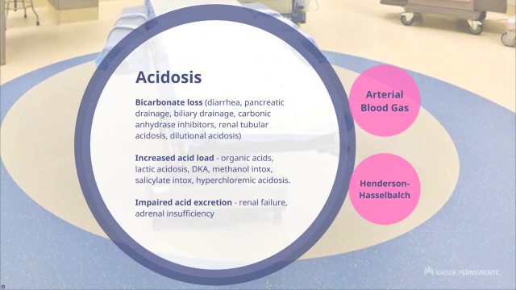Acidosis can cause cardiovascular suppression, CNS depression. It could basically affect any organ system in our bodies. It makes our adrenergic receptors less responsive to both endogenous and exogenous catecholamines.